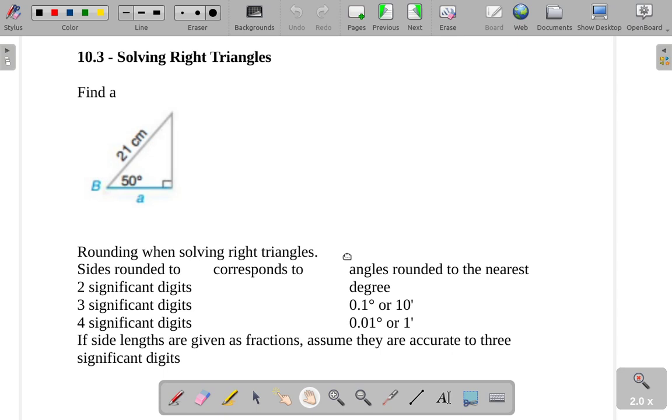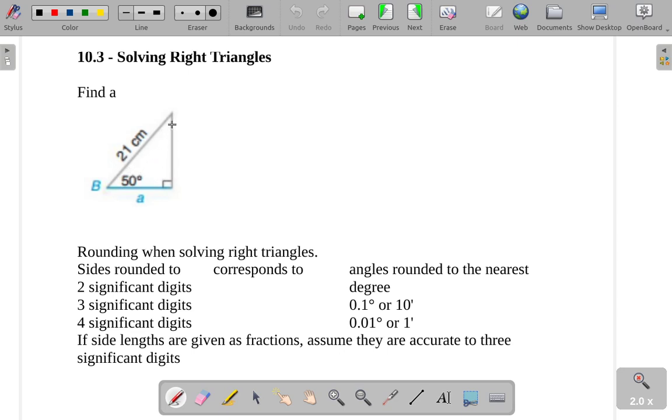Solving a right triangle means determining all of the angles and all of the side lengths of that right triangle. So in this instance, if we're given a right triangle, we're not given much information here, but it's actually enough. We know that this is a right triangle, we know that this angle is a 50-degree angle, and we know the hypotenuse has a length of 21 centimeters. That's all we have to start with.